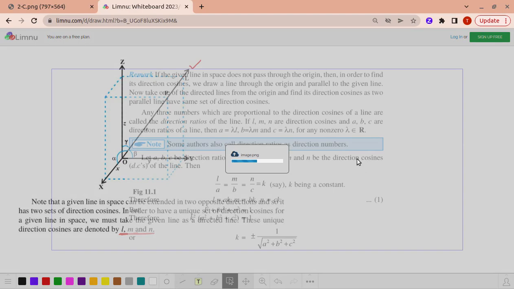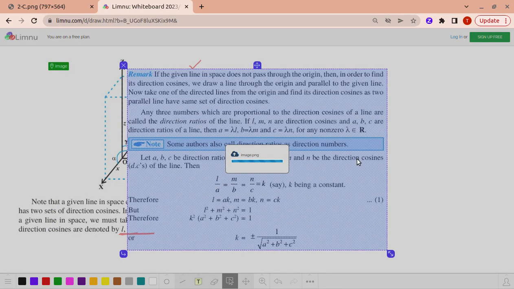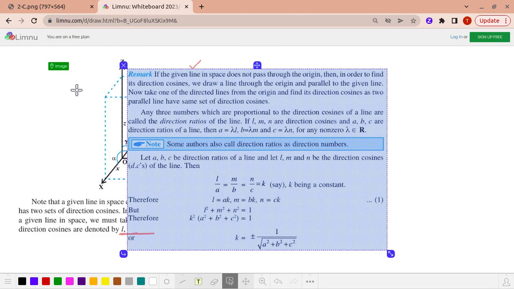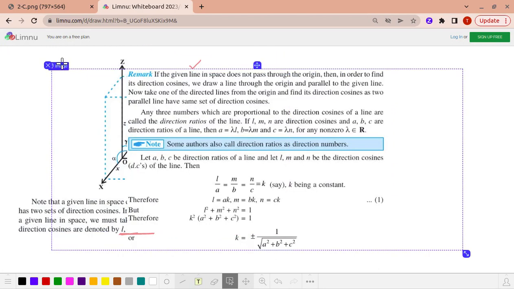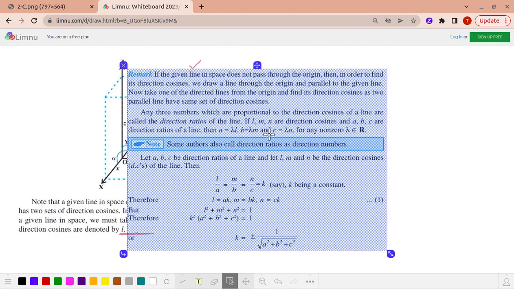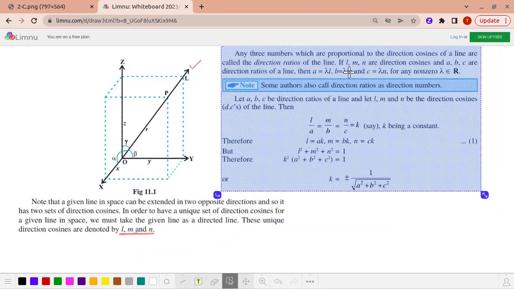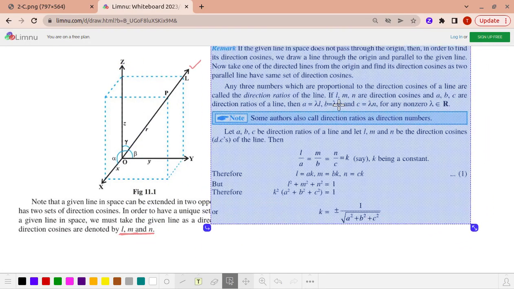Let me see whether it can be kept here or not. Let me keep it here. Yeah, I need to reduce this a little bit.